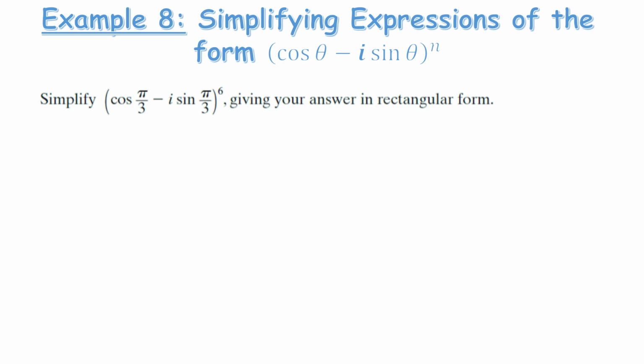Example 8. Simplifying expressions of the form (cos θ − i sin θ) all to the power of n. So our question here is: simplify (cos π/3 − i sin π/3) all to the power of 6. At this point you might be thinking we can apply de Moivre's theorem straight away, but because there's a minus here, we're going to need to do a little bit of work. Note the polar form will be cos of the argument plus i sin of the argument. So it's always going to be a plus, and that will never change.